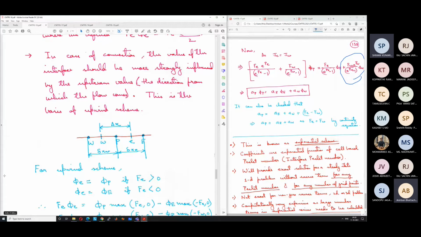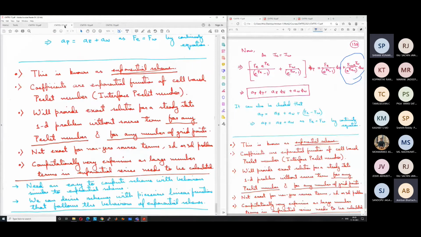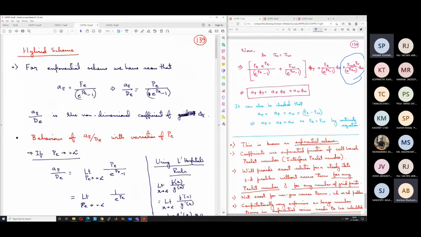So that is the physical reasoning behind the variation of AE and AW with Peclet number. Okay, keep this in mind. Although we will do this mathematically, there is a physical reason behind this: the effect of the east point and west point changes with the Peclet number. So mathematically we will try to understand now, but physically we have already discussed this.